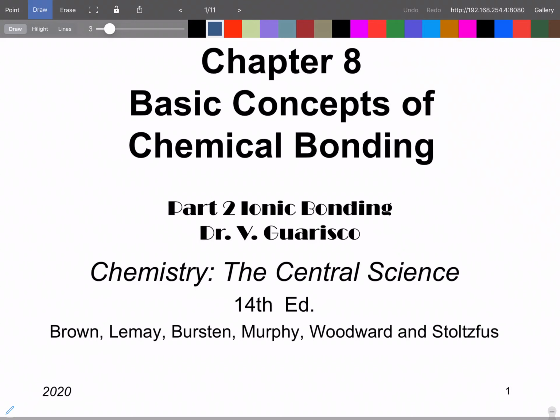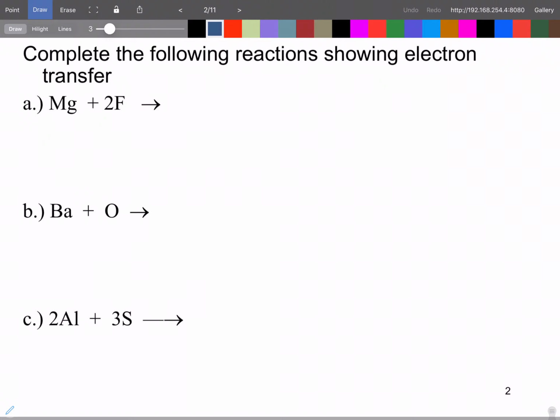We're going to look at ionic bonding. This is going to be a little more in depth about how ionic compounds are formed. Now, the first thing we're going to do, though, is look at electron transfer using Lewis structures.